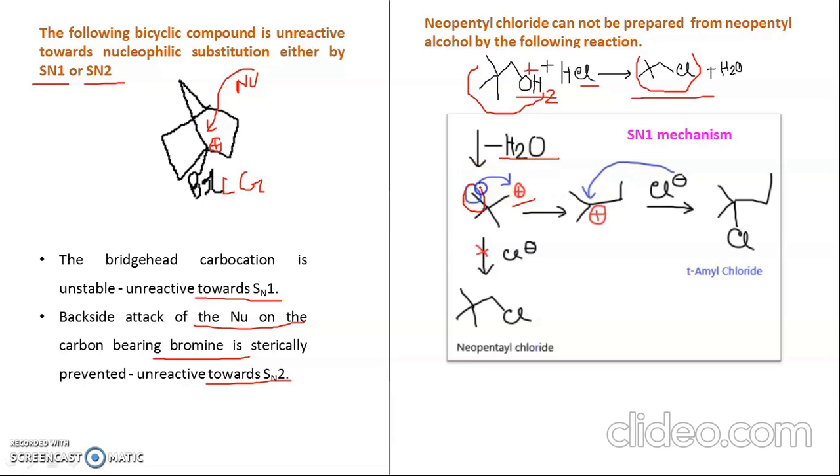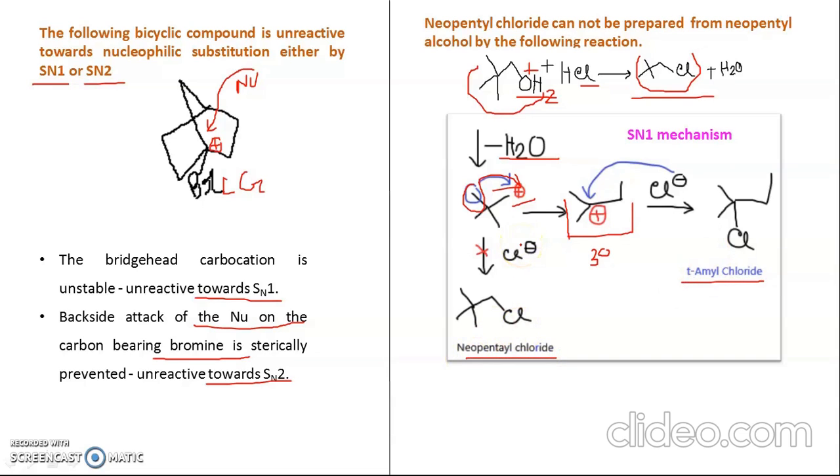Here the methyl group is shifting towards this carbocation, and as a result you are getting this new intermediate which is more stable because it is now tertiary. Now the Cl will attack at this carbocation and you will get some another product which is tertiary amyl chloride. It is not our expected neopentyl chloride.